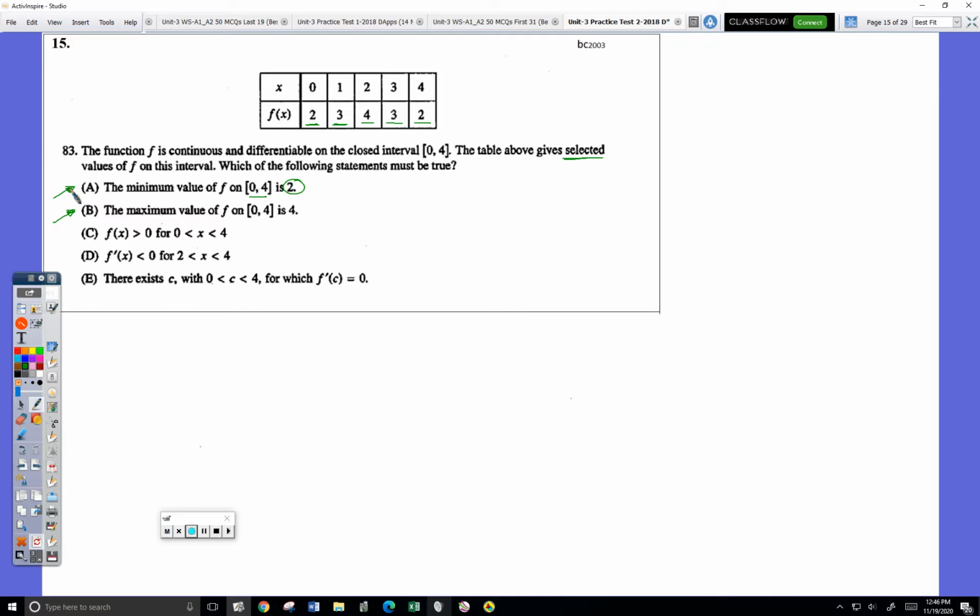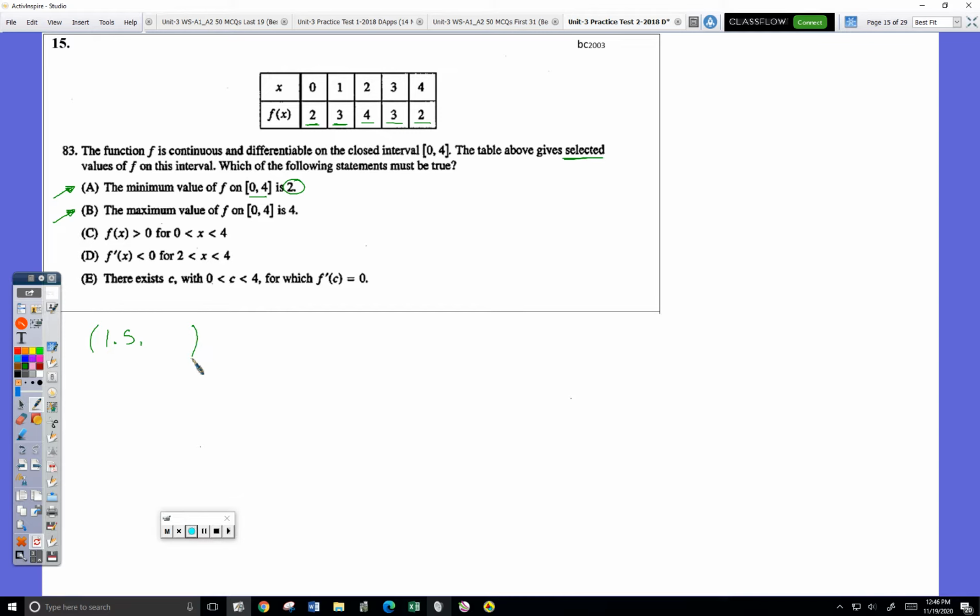I'm going to ask you a question. I think if I ask you the question, you'll know the answer. What's the y coordinate of f at x equal 1.5? 3.5? How do you know? Because it's in between 3 and 4.